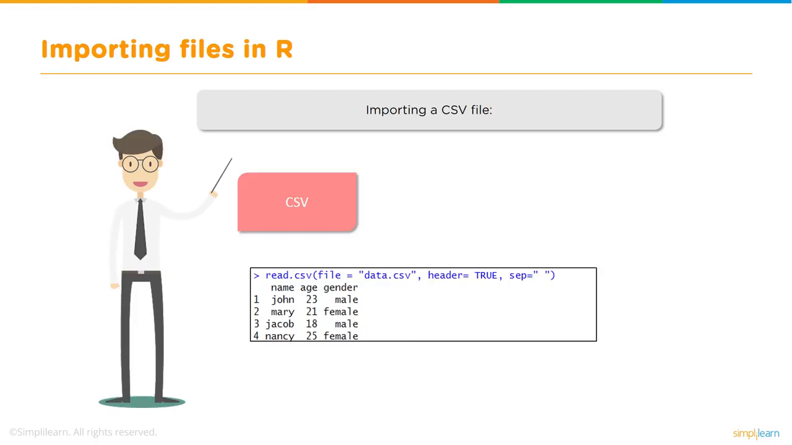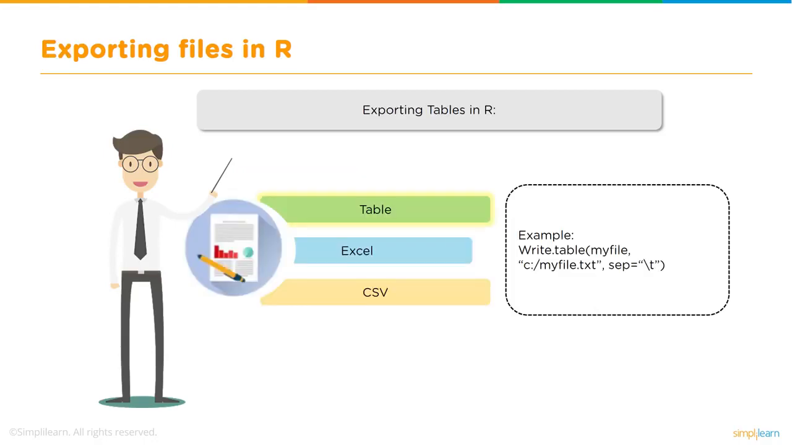CSV file, same thing, read.csv. File equals data.csv, header equals true, sep equals space. So in this case, even though CSV stands for comma separated variable, this one is separated by spaces, and they have the header, name, age, gender. So it's the same file, saved as a CSV file. And there's also Excel. Excel has its own issues as far as making sure you know what the tables are and the headers are. But you can see that each one of these is easy to import.